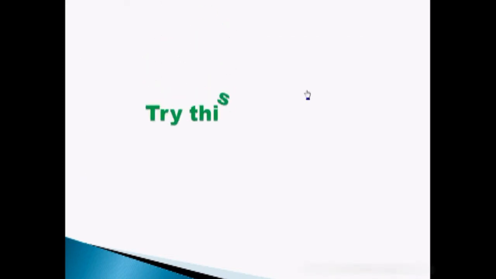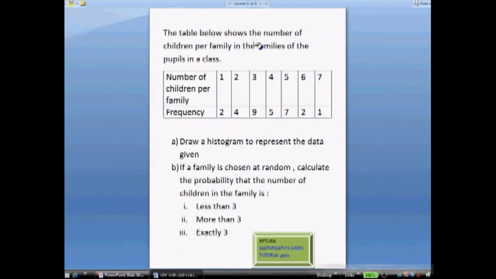So here we are going to look at another try this question. The table below shows the number of children per family in the families of the pupils in a class. A. Draw a histogram to represent the data given. And B. If a family is chosen at random, calculate the probability that the number of children in the family is part 1 less than 3, part 2 more than 3, and part 3 exactly 3. So pause your video now and try this question. Answers.